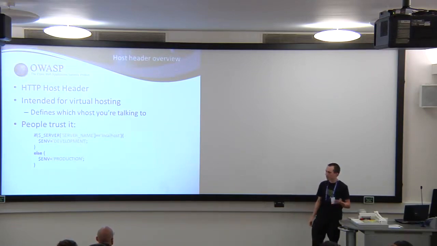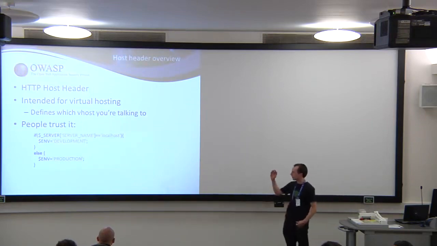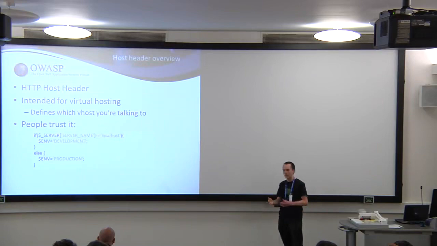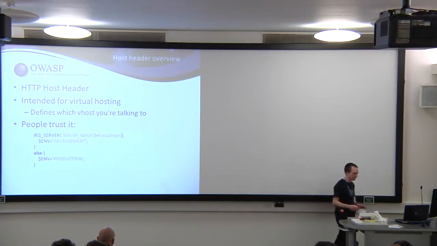And historically, this host header hasn't been used for attacks very much, it hasn't been tampered with, and people tend to trust it. For example, that's some code that I found on GitHub, and it shows that the developer looks at the host header, sees if it's localhost, and if it is, they think this must mean it's being accessed from the local box. So it must be a development environment, and it's safe to enable debugging features and the like.